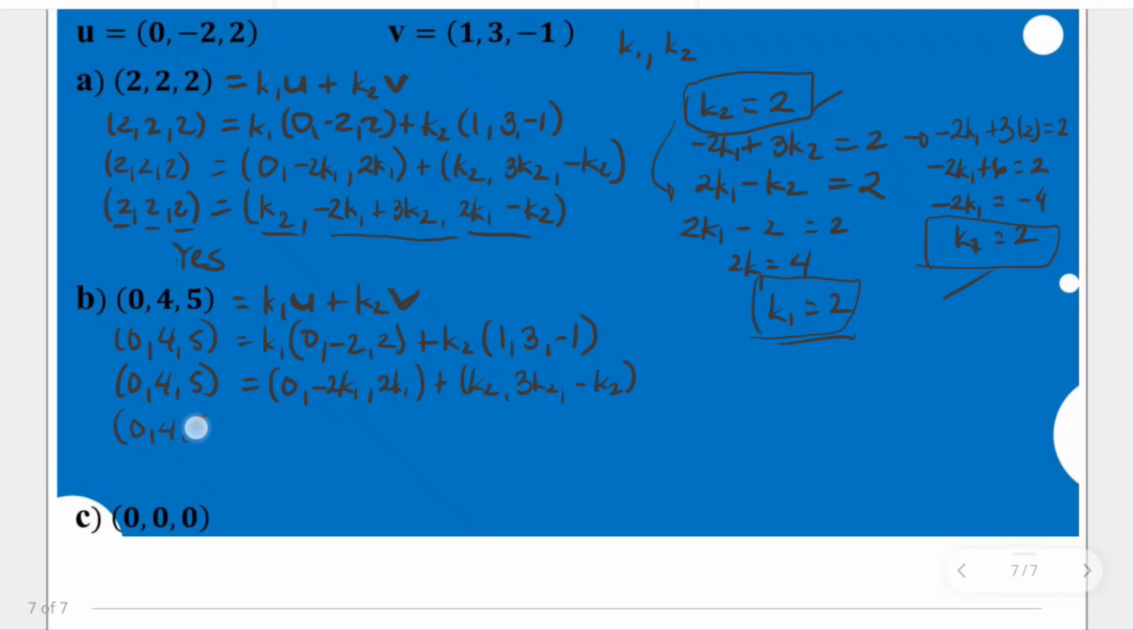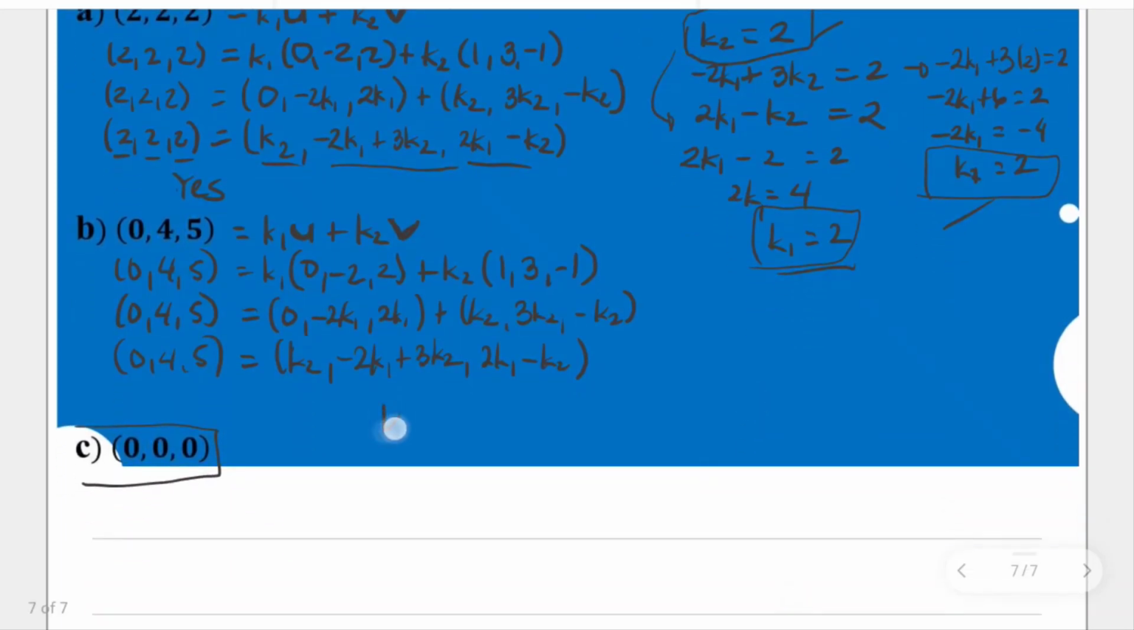So still, let's just show it like this. 0, 4, 5 is 0 plus k sub 2 is k sub 2, negative 2k sub 1 plus 3k sub 2 here, and 2k sub 1 minus k sub 2. And having our equation, by the way, let's disregard this and we'll do it later. So our equations will be like this. K sub 2 is 0, negative 2k sub 1 plus 3k sub 2 is 4. We'll have 2k sub 1 minus k sub 2, which is 5.